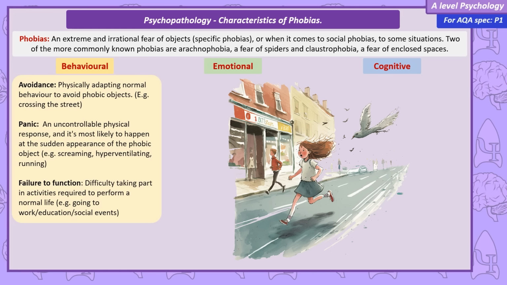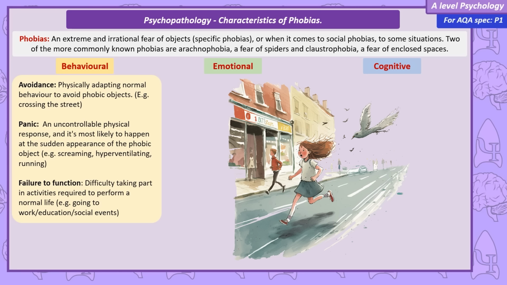The physical display of panic is also associated with phobias. This is an uncontrollable physical response, and it's most likely to happen at the sudden appearance of the phobic object. So they'll scream, they'll hyperventilate, they'll wave their hands around, and they may try to run away from the situation. There are other aspects to panic. But keep in mind, when describing the behavioural characteristics of these three psychopathologies, we need to focus entirely on the physically observable behaviours.